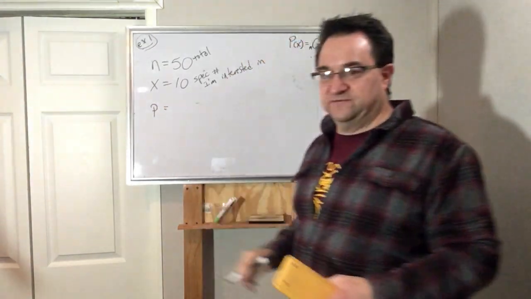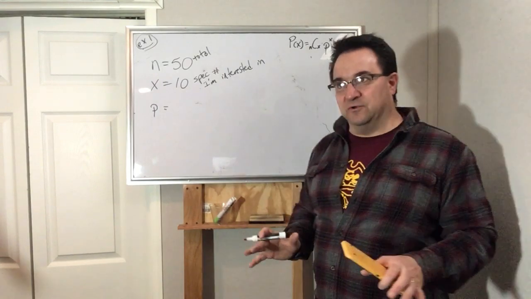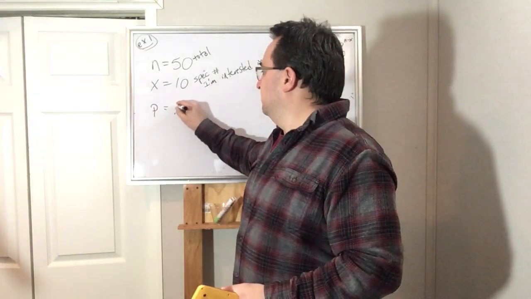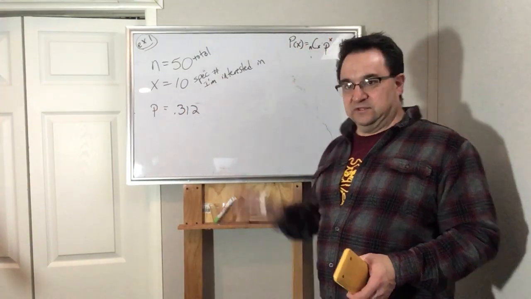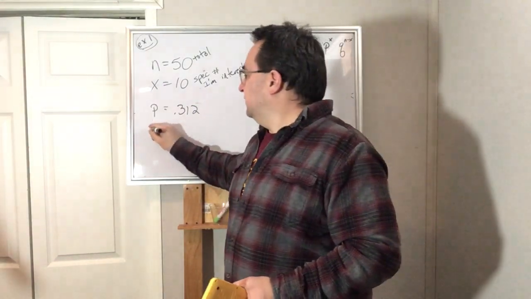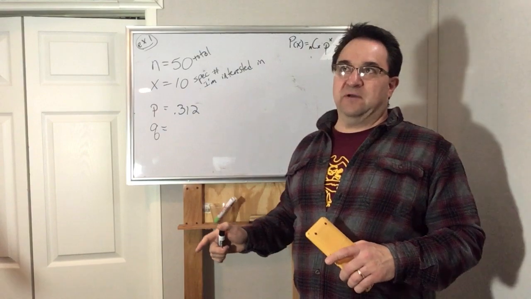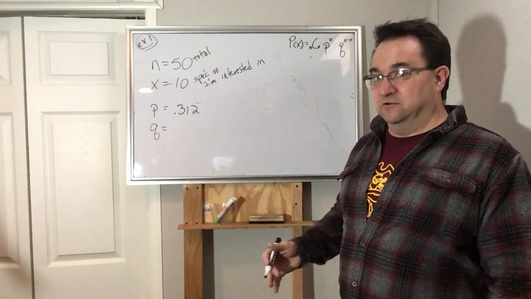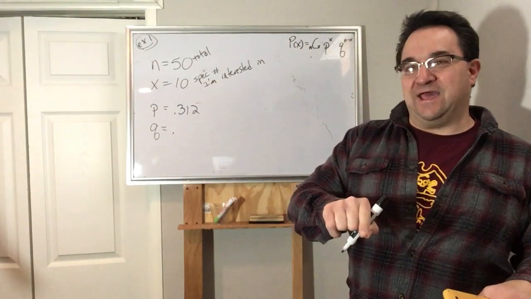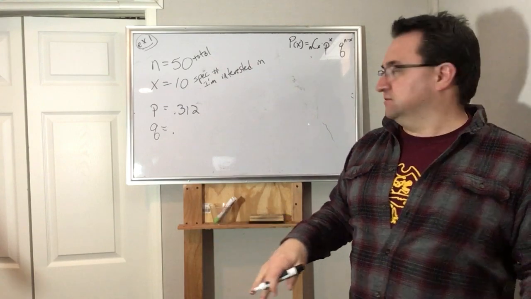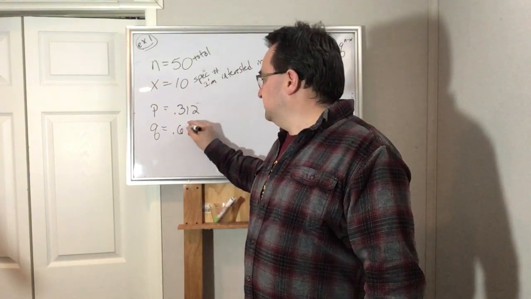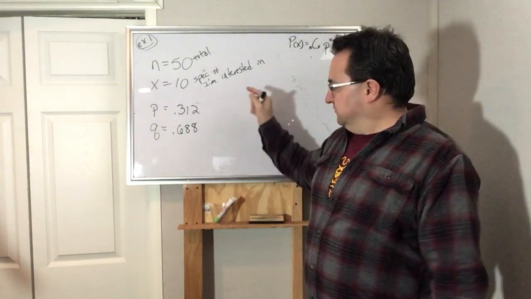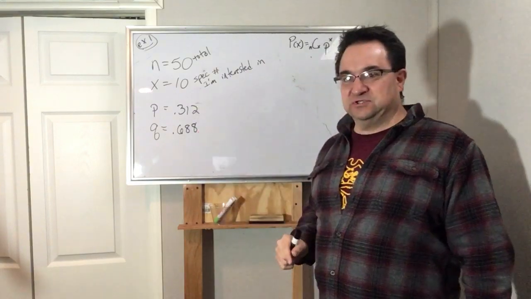P is the probability of success. Now, success in this problem is they like blue. So what is the probability that a person likes blue? 0.312. Right, that was given in the question. Q is the probability of failure, that they don't like blue. Well, if 31% of the people say they do like blue, then 1 minus that will be the probability that they don't like blue. It's the complement. So this would be 0.688. So there's a 69% chance that they don't like blue, 31% chance they do, 69% chance they don't.